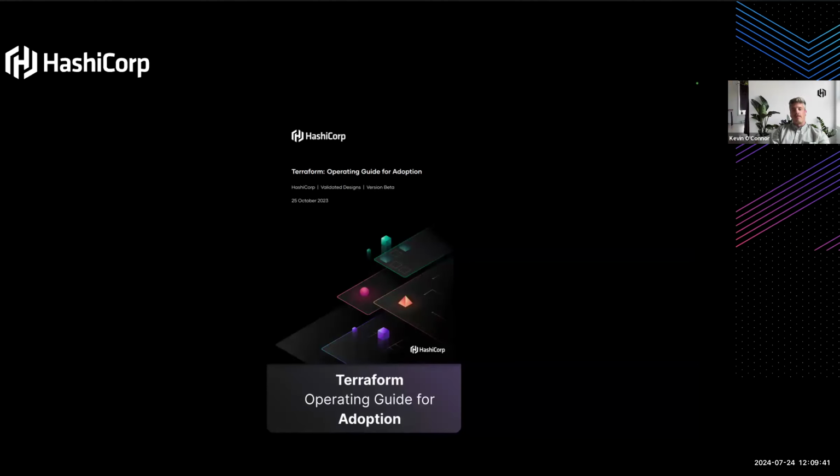Okay, so next up, and probably where we'll spend the majority of our time today, are these operating guides. So let's say we're done with the initial install and config. Now it's all about how we go about operating Terraform on an ongoing basis. And the first guide that we have is the operating guide for adoption. So I mentioned the maturity model earlier. So what does that mean? Let's take a look.